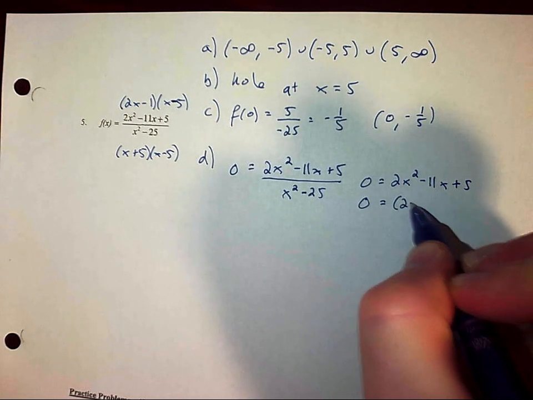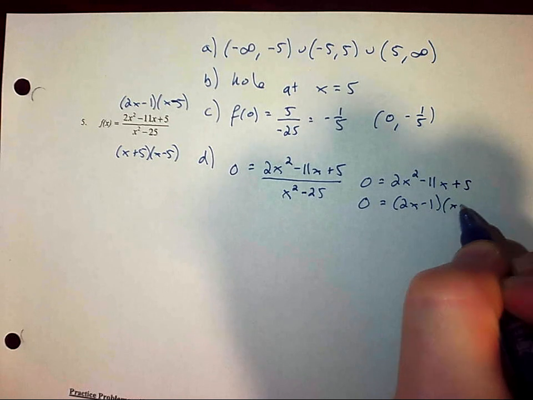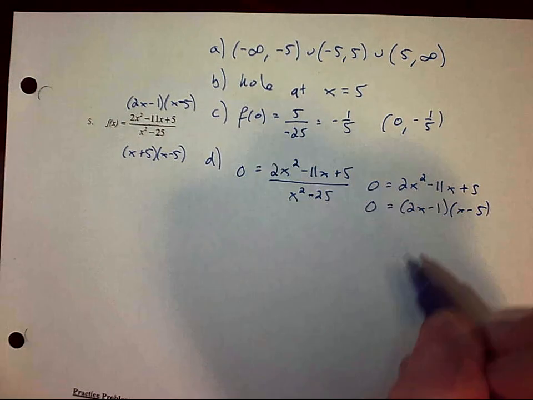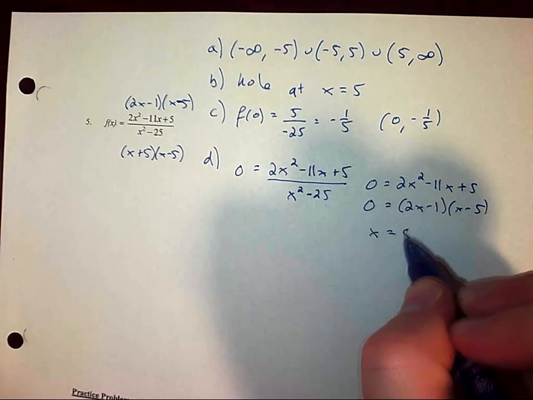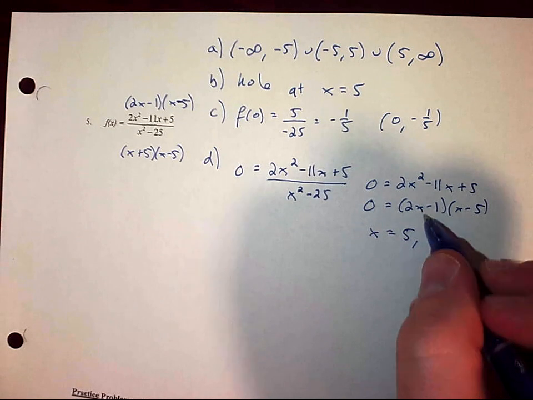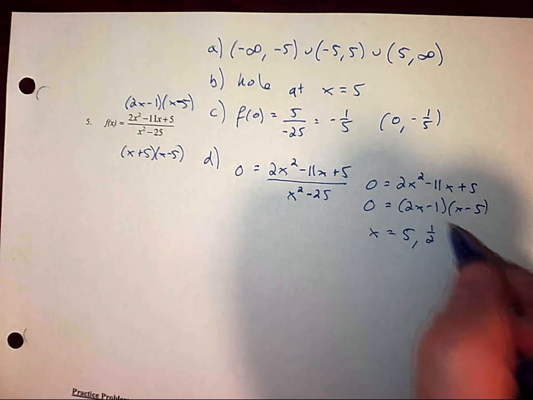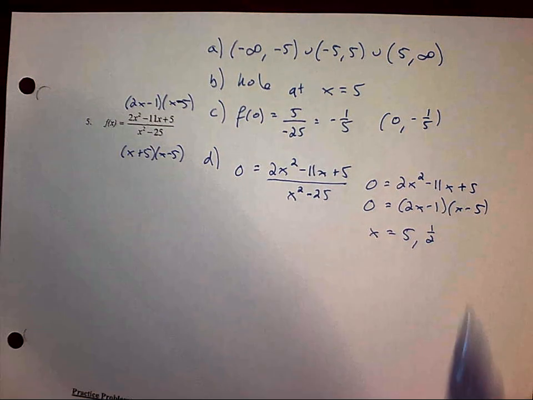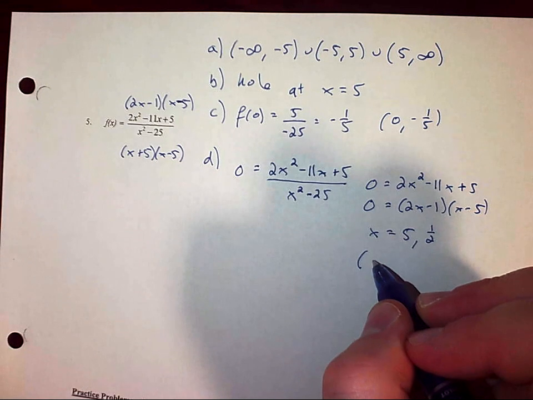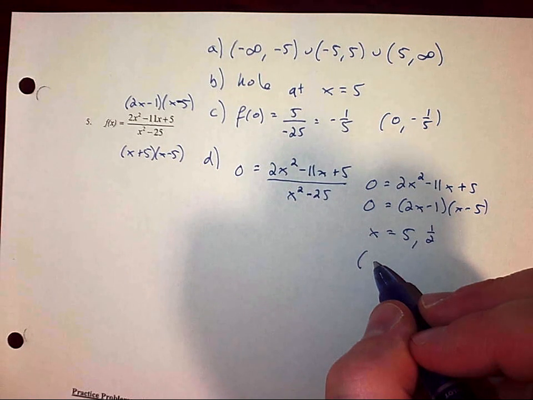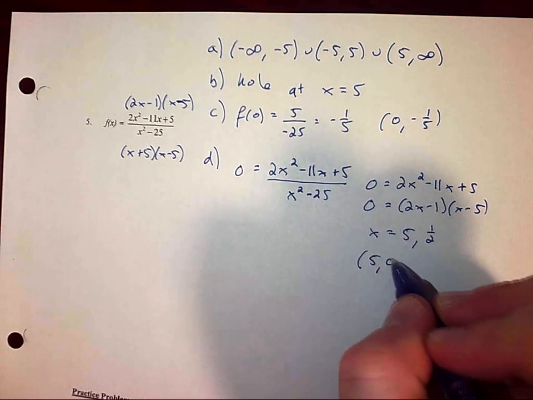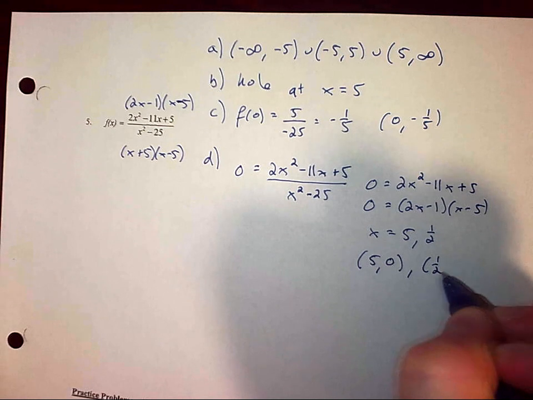Well, we already said that these two things factor to 2x minus 1 and x minus 5. So therefore, x is going to be equal to 5, and x is again going to be equal to 1/2, since we can plug in 1/2 right there, and that would be equal to 0. So therefore, our x-intercepts are at (5, 0) and at (1/2, 0).